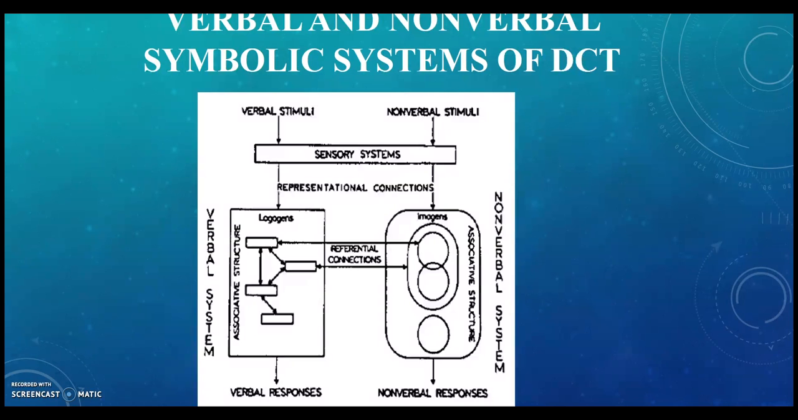This diagram represents the verbal and nonverbal symbolic systems of dual coding theory. As we can see from this diagram, once people's senses are stimulated and encoded in memory traces, learners use separate channels to process words and pictures, verbal and nonverbal systems. This diagram also shows the representational units and their referential connections between systems and associative interconnections within each system.